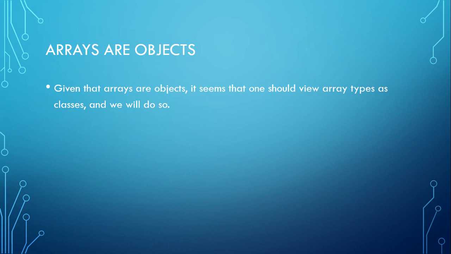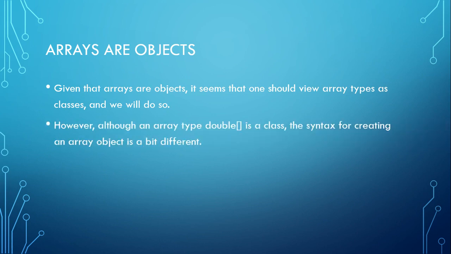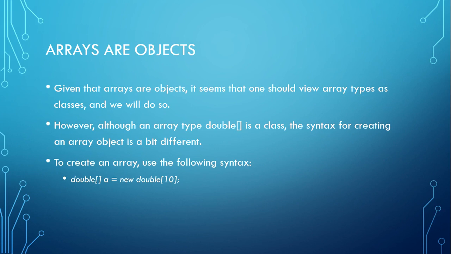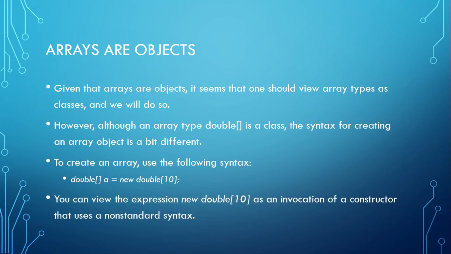All right. Now, given that arrays are objects, it seems that one should view array types as classes, and we will do so. So even though we may not view them as being a class type, we're going to still treat them as though they were. Now, however, although an array type double[] is a class, the syntax for creating an array object is a bit different. So to create an array, we use the following syntax: double[] a equals new double[10]. All right, just like how we've been making an array. Now, you can view the expression new double[10] as an invocation of a constructor that uses a non-standard syntax.